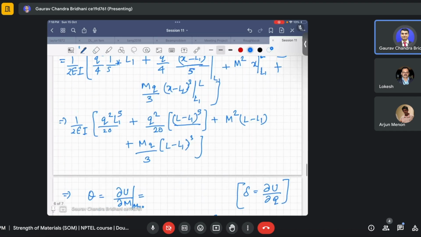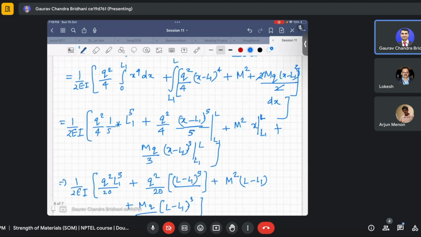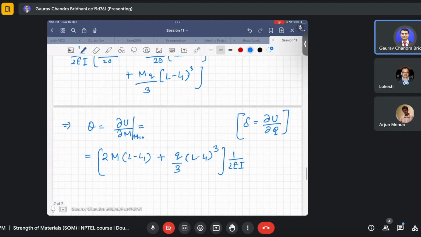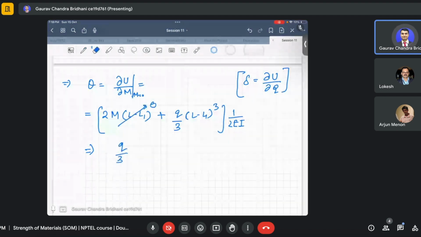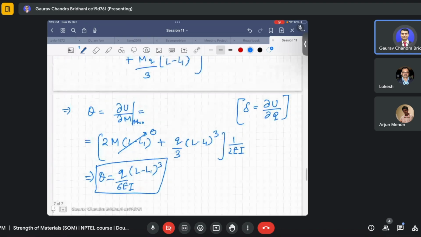Okay, and this was 3. So here it will be 3, because I am just differentiating this. So now you substitute m as 0. So this goes to 0, and it becomes q by 3, and this 3 multiplied with the 2EI gives 6EI, and L minus L1 cube. So that is theta. Theta becomes q by 6EI into L minus L1 whole cube.